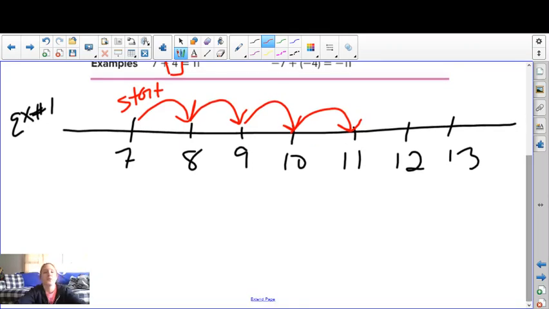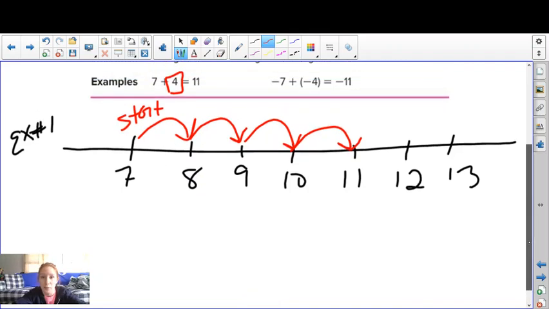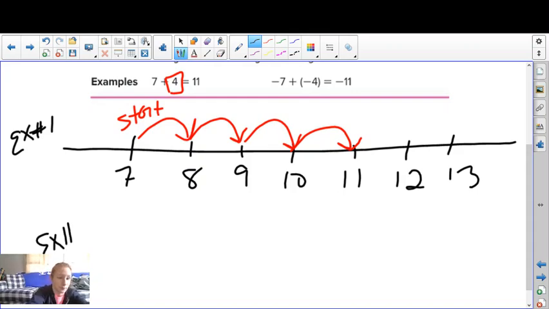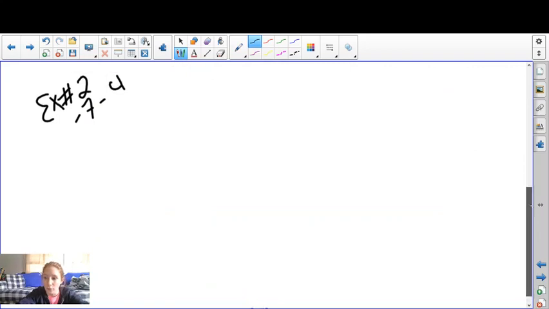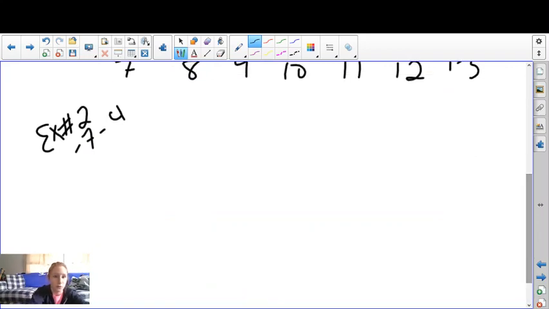That's not something new to me today. Adding, of course, gets bigger, and getting bigger goes to the right on a number line. The new part is the second example, and that's -7 minus. I'm running into my picture, so I had to do this.